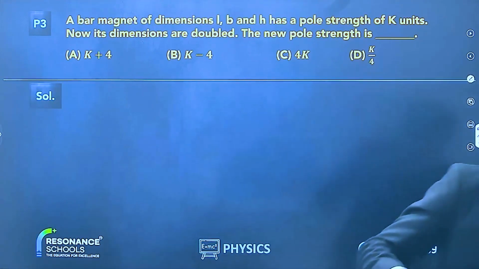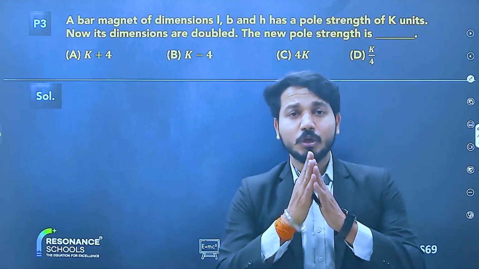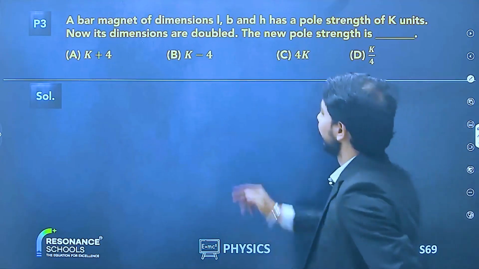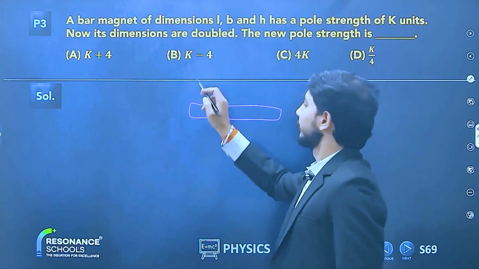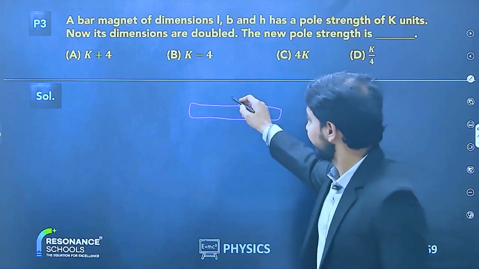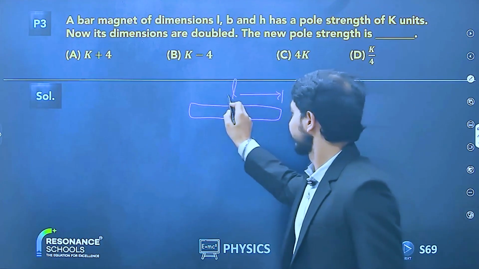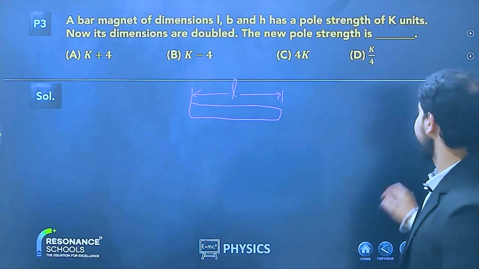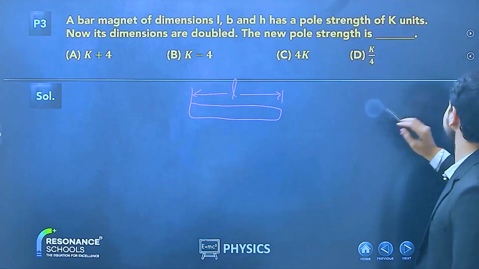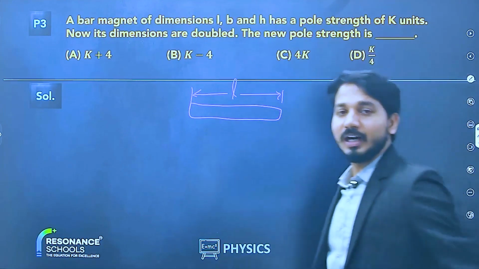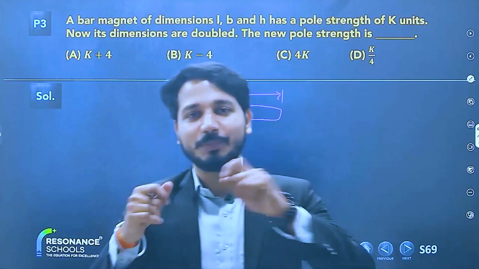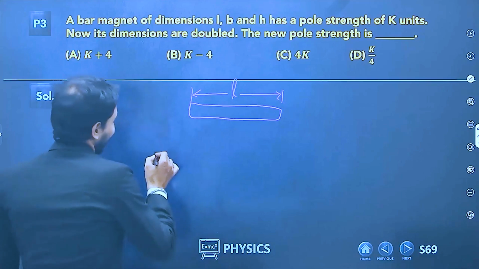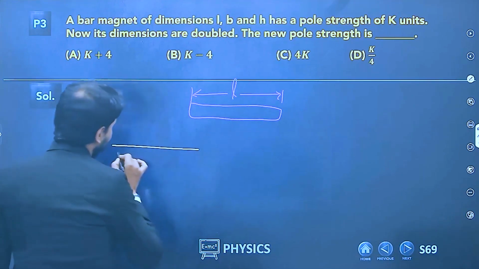Now listen. Those who have not understood, listen. A bar magnet of length L. It is asking what will happen if its dimensions are doubled. That means length is doubled, breadth is doubled, height is also doubled, right? A 3D diagram of the bar magnet.